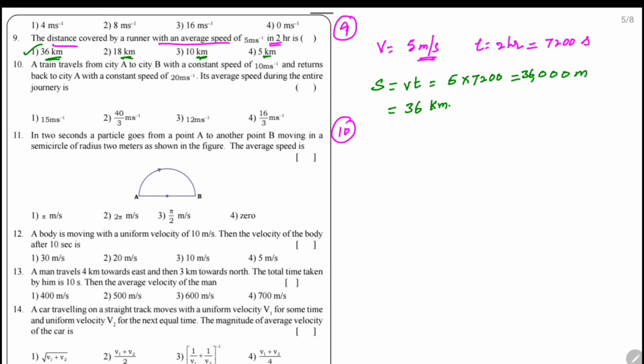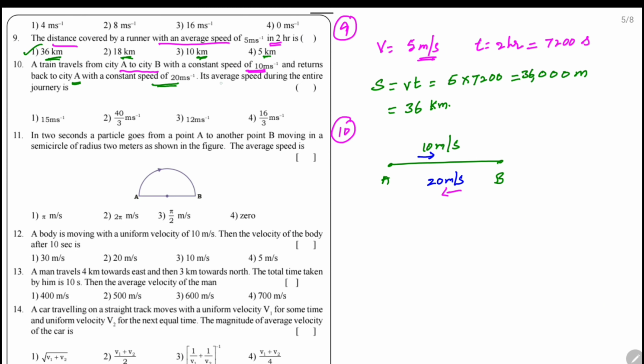A train travels from city A to B with a constant speed of 10 meter per second. Assume this is city A and this is city B, right? So it travels with a speed of 10 meter per second and returns back to A with a constant speed of 20 meter per second. So let's take the 10 meter per second as A to B, and 20 meter per second is the speed from B to A, my dear.